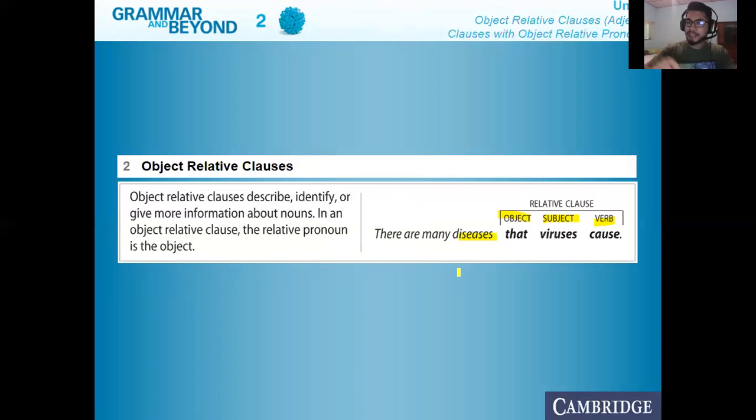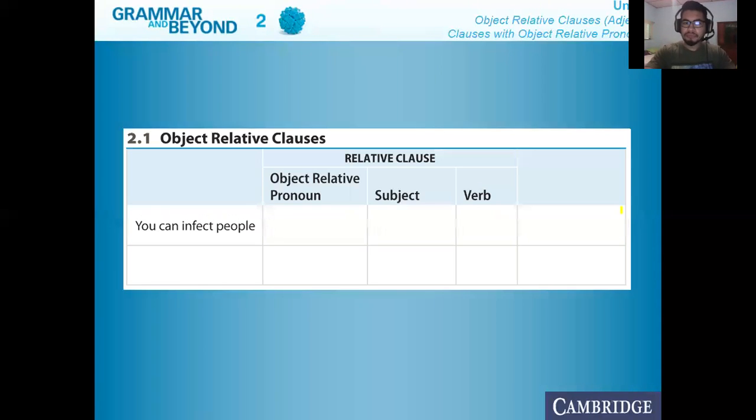That means that in this case, we're giving a characteristic, but at the same time, we are introducing the clause with a relative pronoun. Over here, as you see, we have the subject that is viruses, and we have the verb that is cause. That means that in this regard, we can have a subject, and we are going to have as well another pronoun introducing the clause.